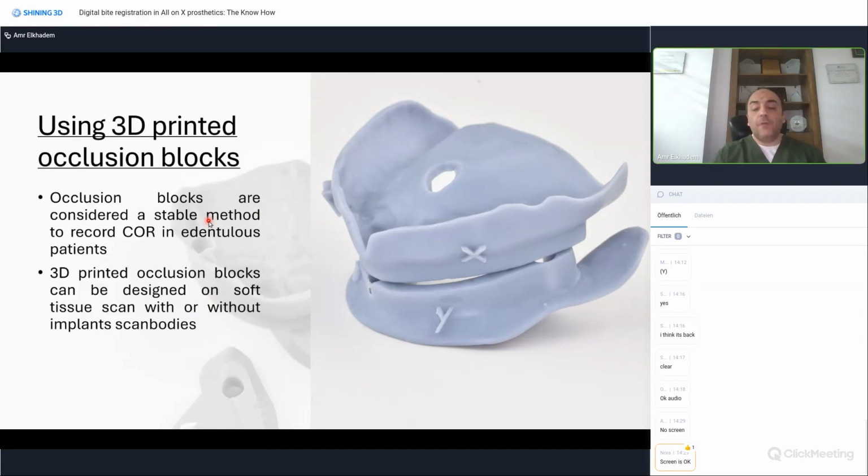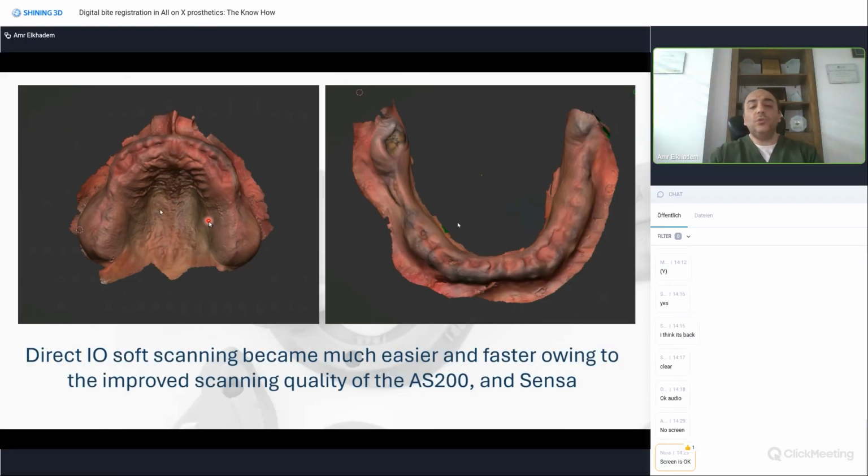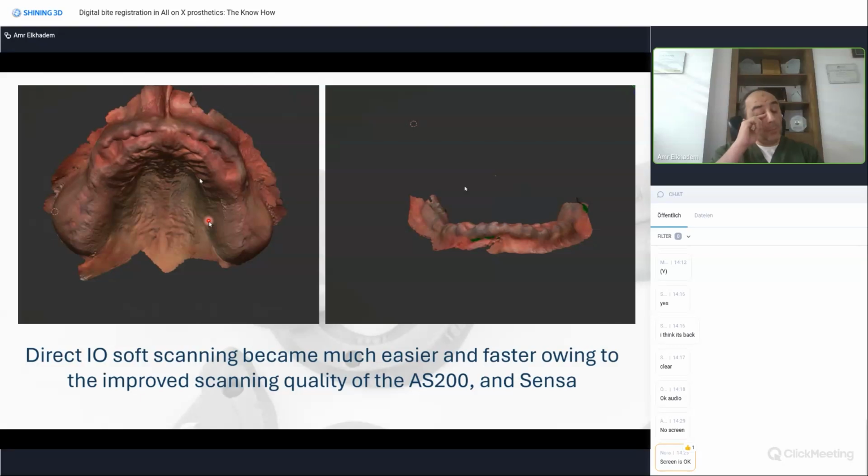The third way of recording the jaw relationship is to use record blocks. And really, I believe this is one of the most reliable ways, because this is the way we do dentures. But the problem is that it will need an extra visit, because you're going to scan the arches, and then you are going to design occlusion blocks. You're going to take, in another visit, the jaw relation record and scan it. We are used to doing this with complete dentures.